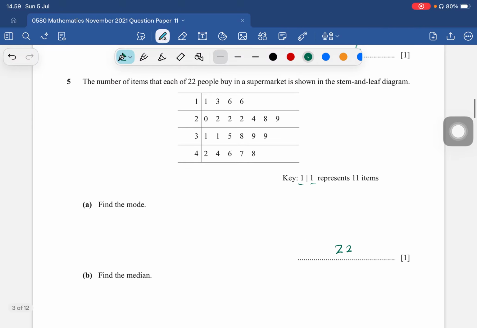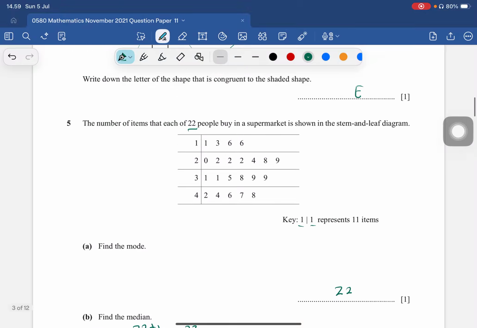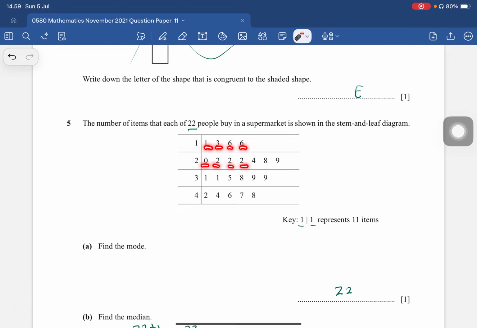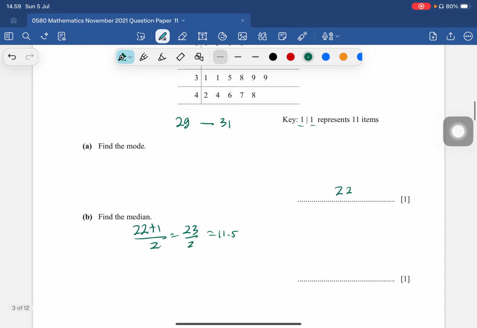B, find the median. The total is 22, we add 1 and divide by 2. So we get 23, divided by 2, which is a half. So this is equal to 11.5. Let us find 11.5. 1, 2, 3, 4, 5, 6, 7, 8, 9, 10, 11. Here it's between 29 and 31. So the median is equal to 30.